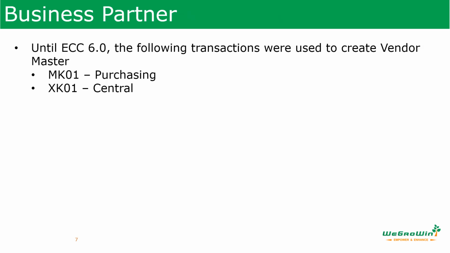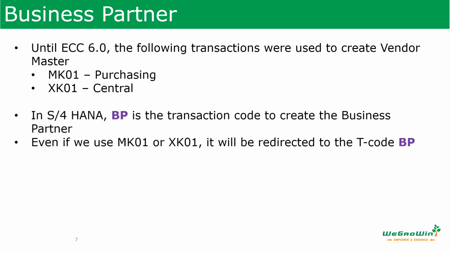Until ECC 6, the following transactions were used to create a vendor, like MK01 for purchasing and XK01 for central maintenance. In S/4HANA, BP is the transaction code to create the business partner. Even if you use MK01 or XK01, it will be redirected to the T code BP.